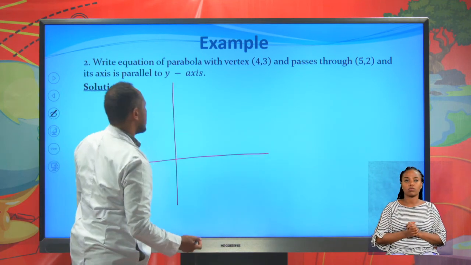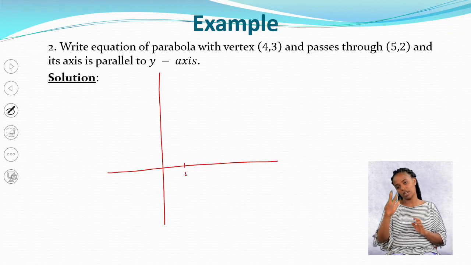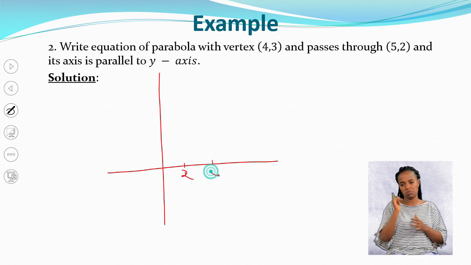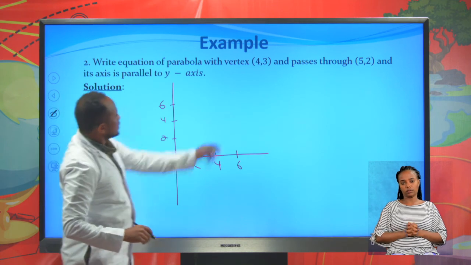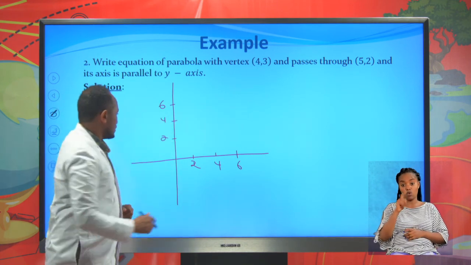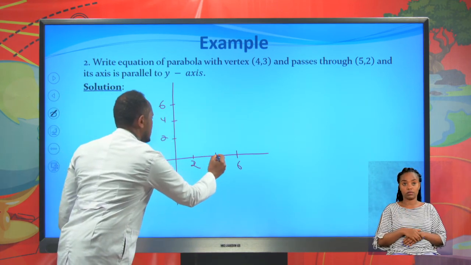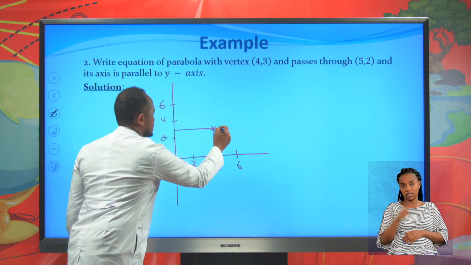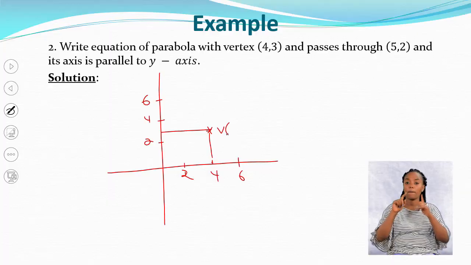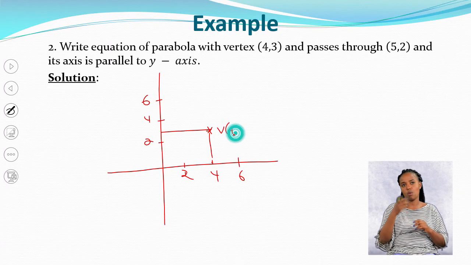Its vertex is 4, 3. Maybe let's take this to be 2, 4 and 6. Here also it is 2, 4 and 6. So the vertex is 4 comma 3. We have 4 comma 3 here. Is this the vertex of the parabola? It is 4 comma 3.